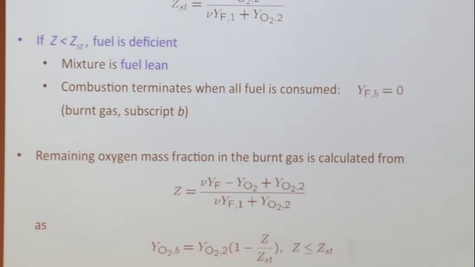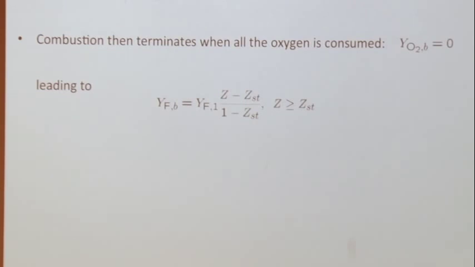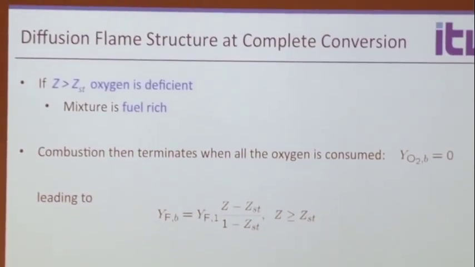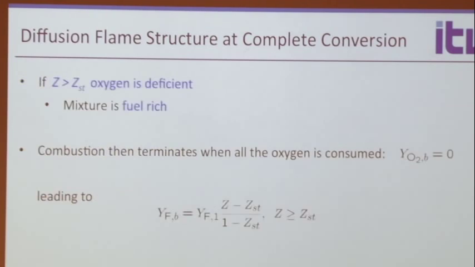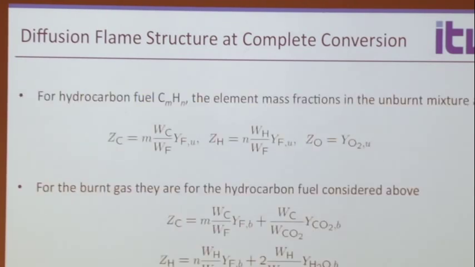Now we can do the same in the rich region, where oxygen should be 0. Take this relation, set oxygen to 0. This will give you a relation between fuel mass fraction and mixture fraction, as written here. So this is fuel and air, or fuel and oxygen.